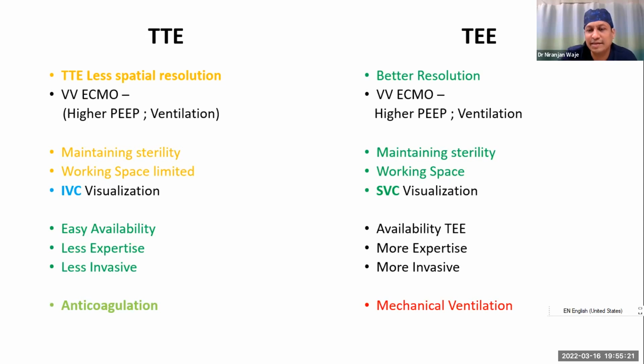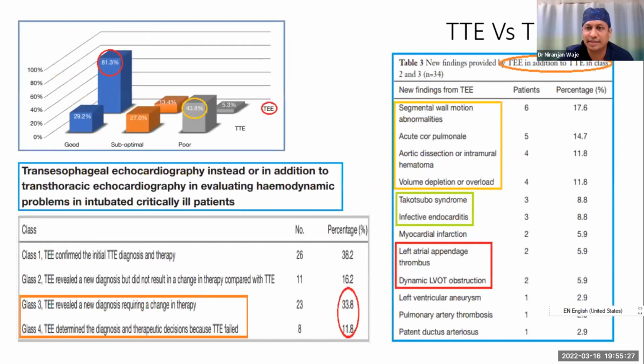And the only thing about TEE is that it might not be easily available. It is a little more invasive, and expertise is required for performing it. If you compare transthoracic and transesophageal, in about 50% of cases the findings of the transthoracic echo were confirmed by the TEE. In 35% of people, however, TEE revealed a new diagnosis requiring a change in therapy. In 12% of those patients, TEE determined a diagnosis which the transthoracic echo had failed to pick up. So it clearly shows the superiority of TEE over transthoracic in picking out the cause of hemodynamic instability.